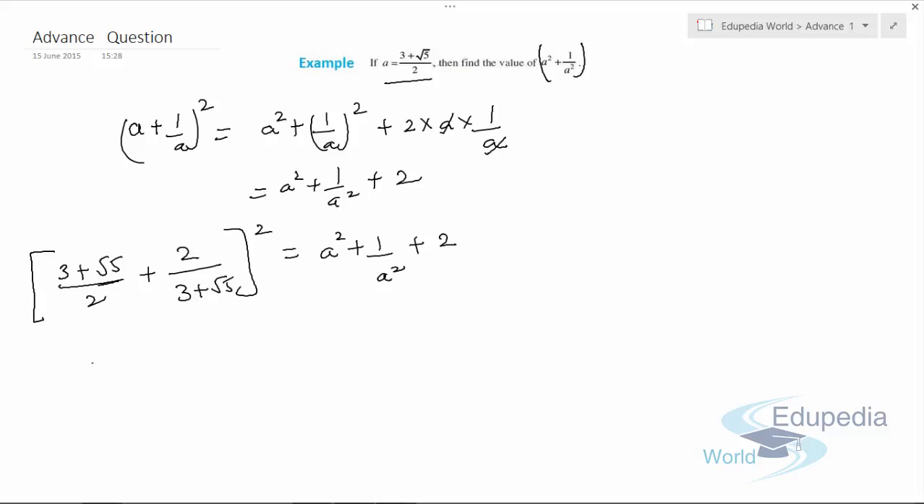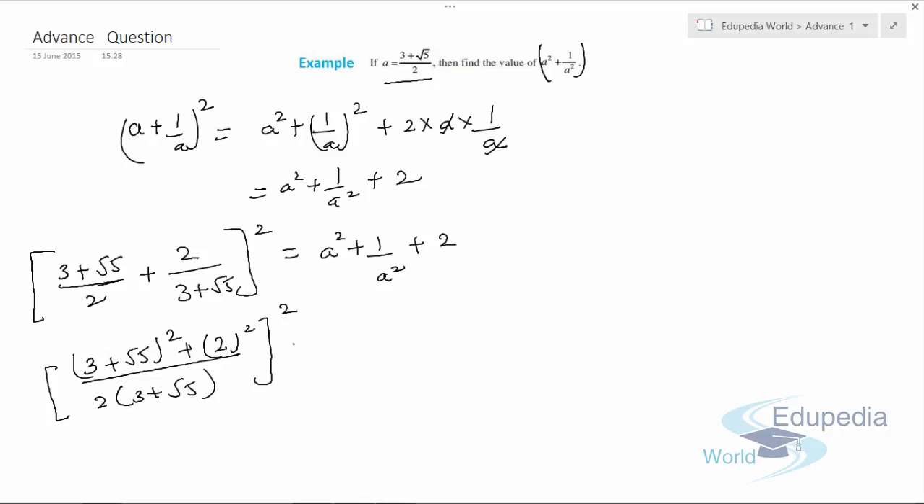Now what we have to do is take the LCM over here. So the LCM is 2 into (3 plus under root 5). So here it comes out to be (3 plus under root 5) whole square plus 2 square upon (2 into (3 plus under root 5)) whole square, which is equal to a square plus 1 by a square plus 2.